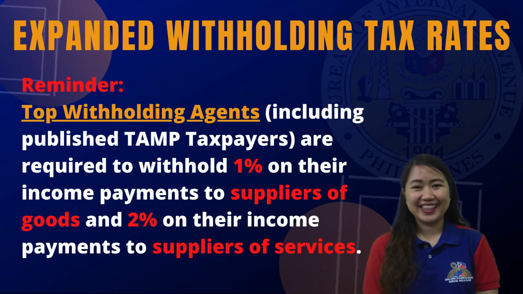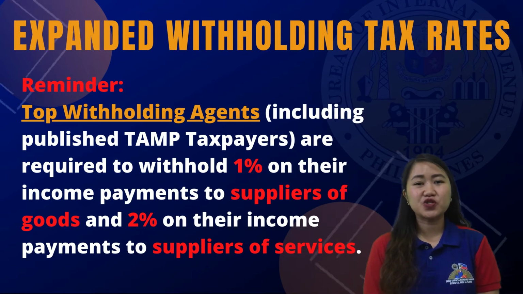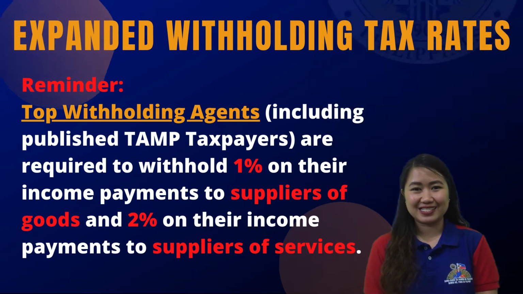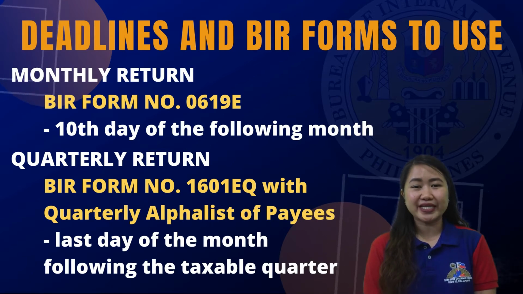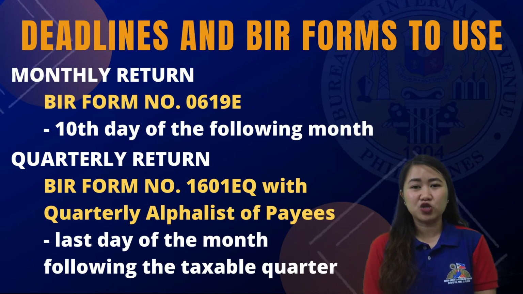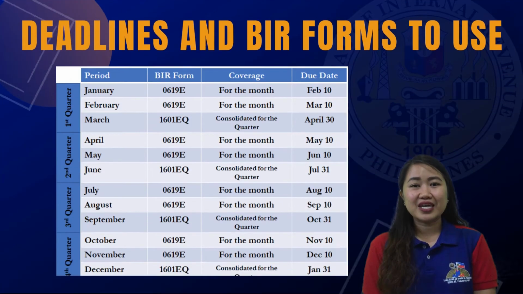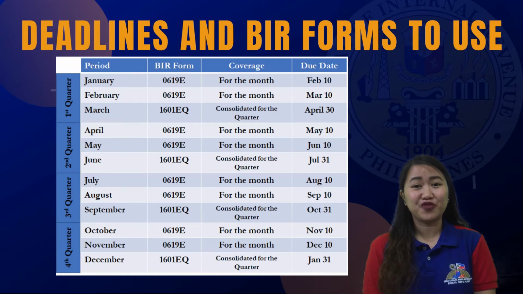Question: when is the deadline and what BIR form is to be used in filing our expanded withholding tax? For the monthly expanded withholding tax, we use BIR form number 0619E, which is due every 10th day of the following month. For the quarterly expanded withholding tax, we use BIR form number 1601EQ together with the quarterly alphalist of payees, which is due every last day of the month following the taxable quarter. Here are the specific BIR forms to be filed every month with their deadlines.